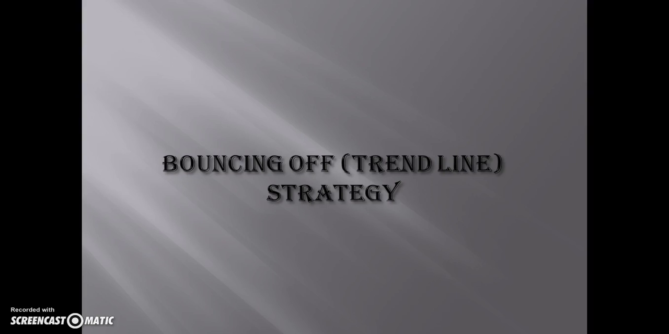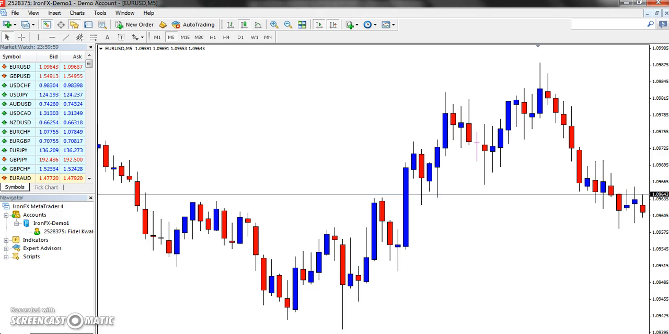Okay, so the next strategy we're going to be discussing is the bouncing strategy. Usually we use trend lines, so it's also sometimes referred to as a trend line strategy. All right, so let's get onto the MetaTrader 4 chart, and let me show you how the strategy works. Okay, so here we are on the MetaTrader 4 chart.